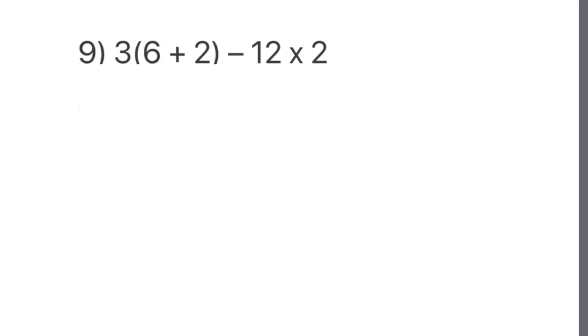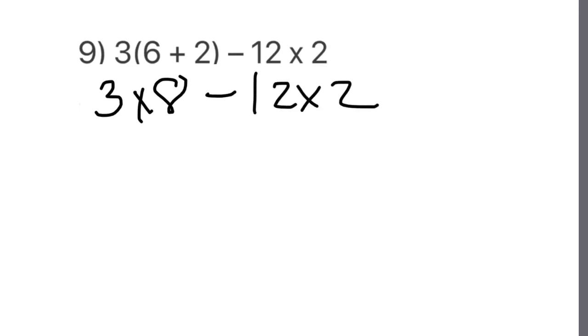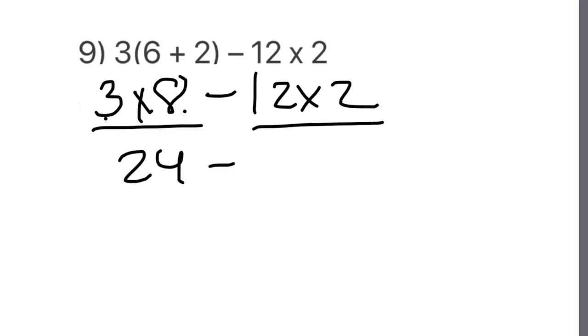So for number 9, we're going to do parentheses first. 6 plus 2 is 8. Remember, when you get rid of the parentheses, you have to put a multiplication sign between the 3 and the 8. Minus 12 times 2. So now we have 2 sets of multiplication. You do all of the multiplication before you do any subtraction. So 3 times 8 is 24. Minus 12 times 2 is 24. So you have 24 minus 24, so our answer to number 9 is 0.